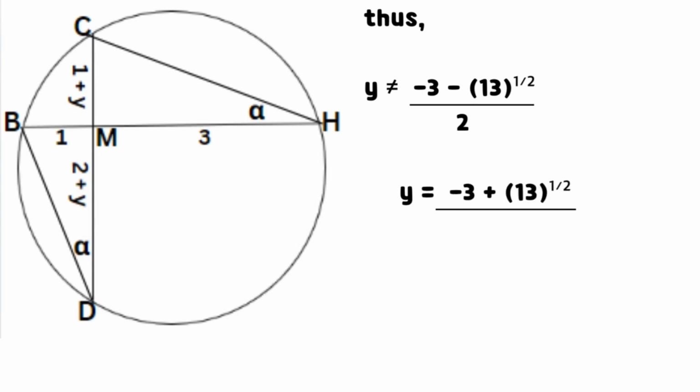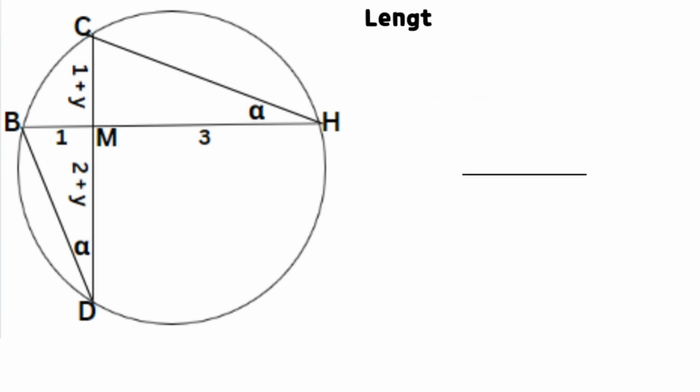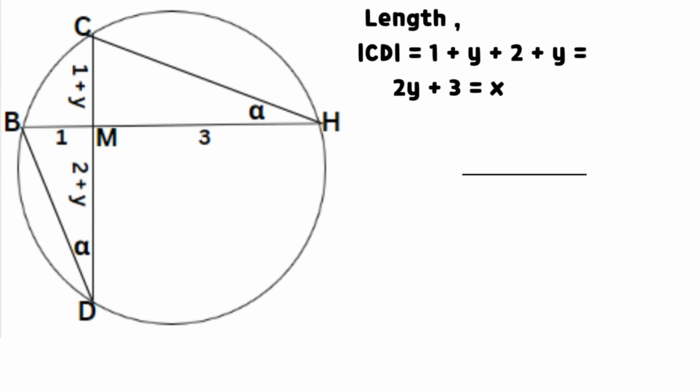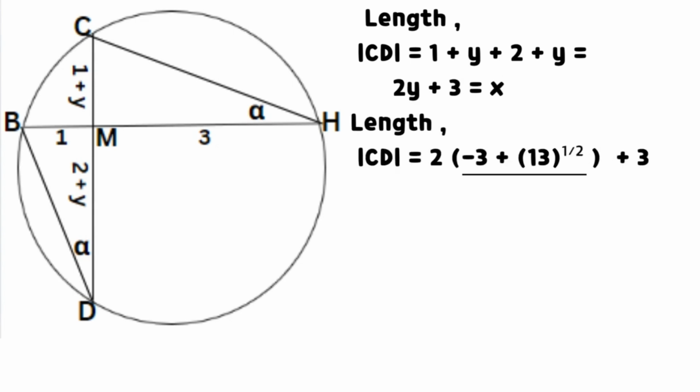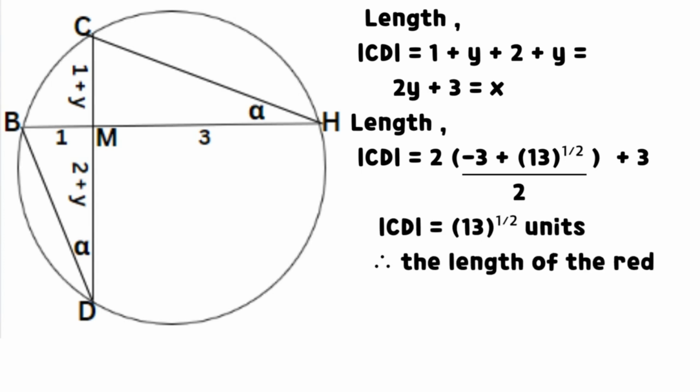Take the positive result of y as length cannot have a negative value. That is, y equals negative 3 plus the square root of 13, all divided by 2. The length of the line CD equals the sum of 2 times y and 3, which equals x. Substitute value and simplify. We have that the length of the line CD equals the square root of 13 units. Therefore, the length of the red line equals the square root of 13 units.